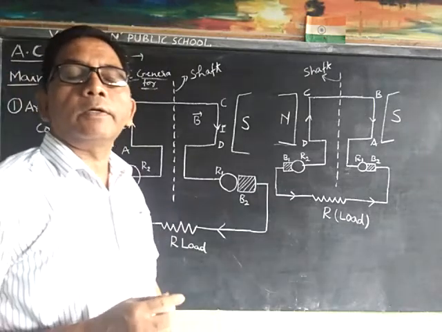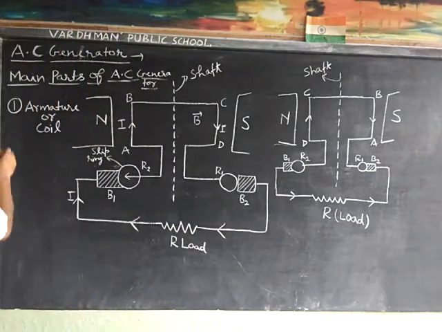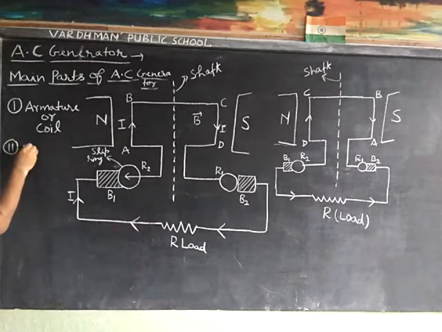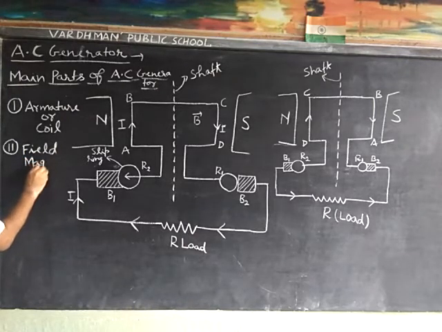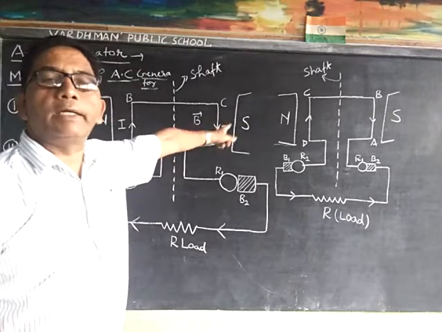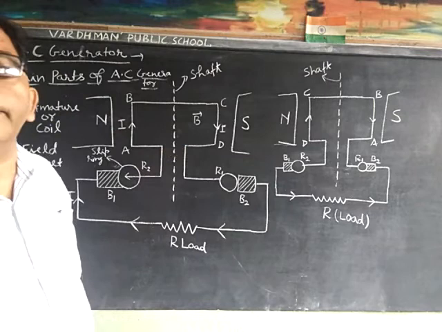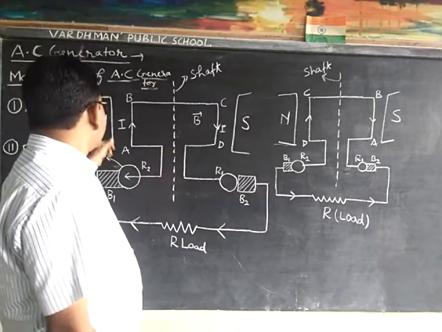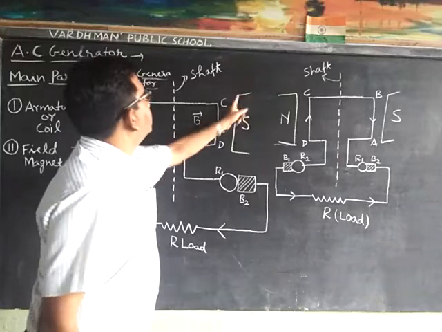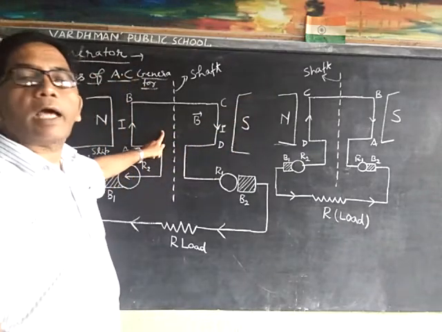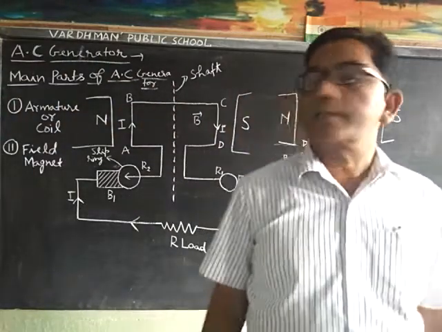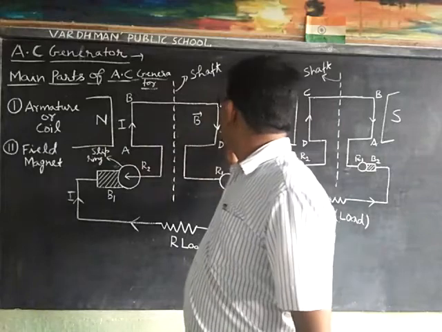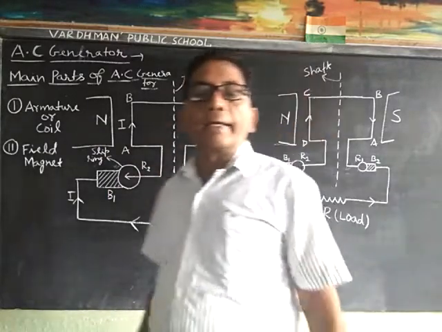Now, second one, field magnet. A strong magnetic field is applied on the armature or coil by the north and south pole of the magnet.